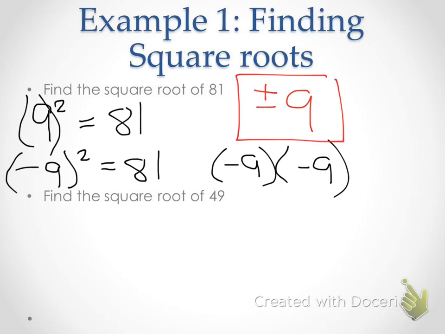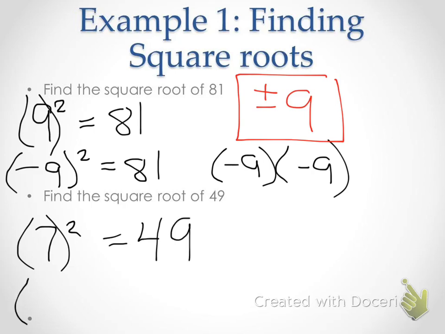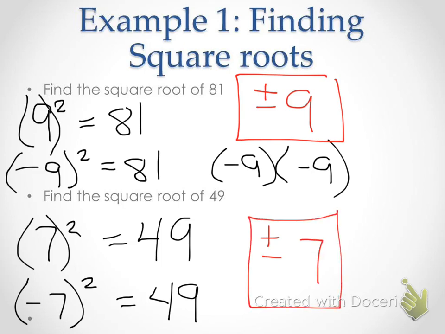Okay? Now in the second one, find the square root of 49. Well, I know the square root of 49 is what number? 7. It's 7. So I could say that 7 squared is 49. I could also say that negative 7 squared is 49. Because again, negative 7 times negative 7 is positive 49. So I would say that my answer here is going to be positive and negative 7. Both of them could be the answer.